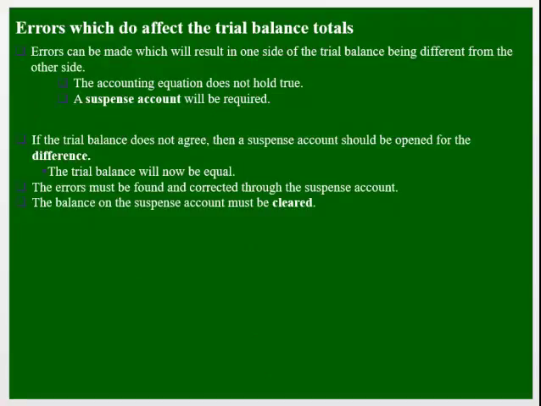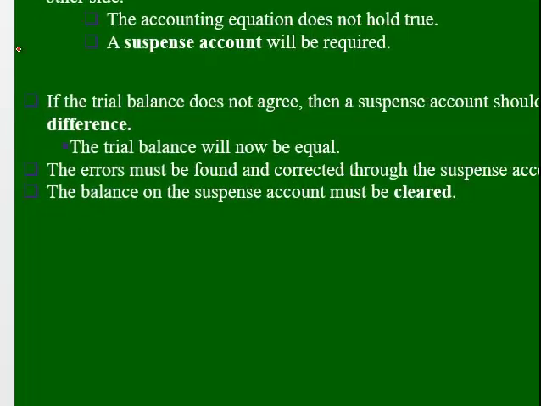Let's come back to the one that affects the trial balance. The error that we made which will result in one side of the trial balance being different from the other is what we refer to as that particular error. And the accounting equation does not hold true here. There will be a problem of accounting. Remember, the accounting equation says asset is equal to capital plus liability. So once we have an error, this equation is no longer feasible. So we require an account called a suspense account to correct this.